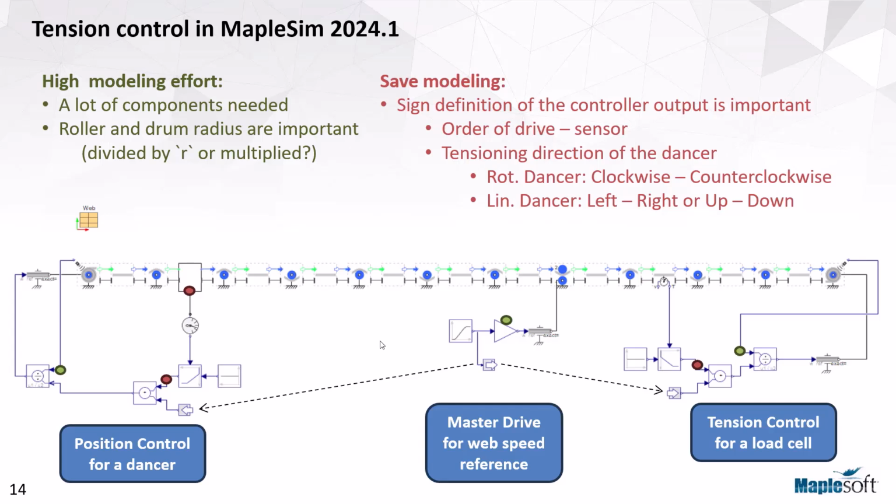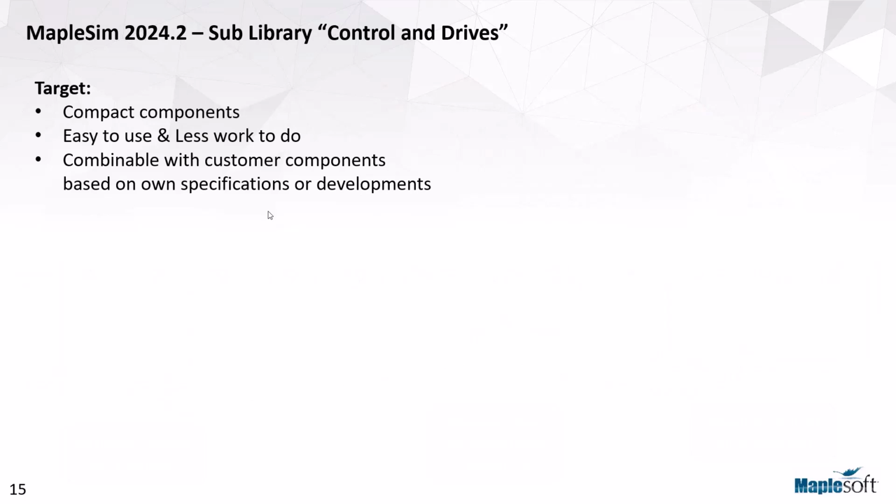Do I need a higher speed or a lower speed to get more tension? And this is connected to the order of my system, first drive or sensor, sensor or drive, where goes the tensioning direction of my dancer system. All of these questions influence the sign definition in control loops. And this needs time, and our idea was to create components to save this time to do the real work with the simulation.